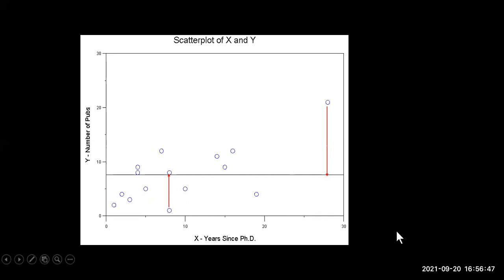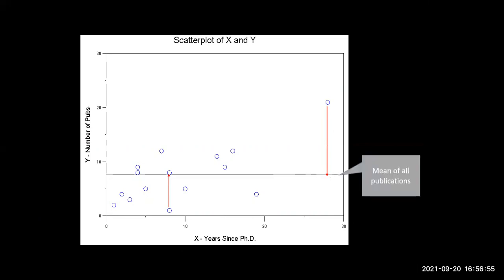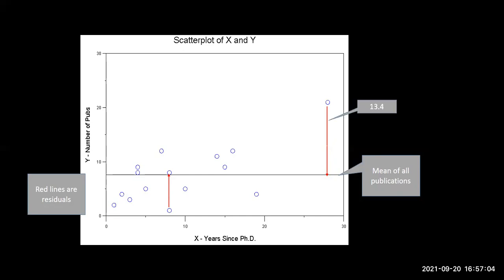So here you can see a little bit easier just how far this person is from the observed score from the expected score. Here's my mean of all publications. That's my expected score. The red lines here represent residuals or errors. So this error here is 13.4. This one's a little bit smaller. All right, this is my restricted model. No predictors in it, just the mean.